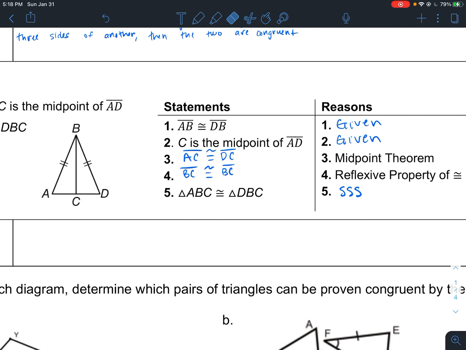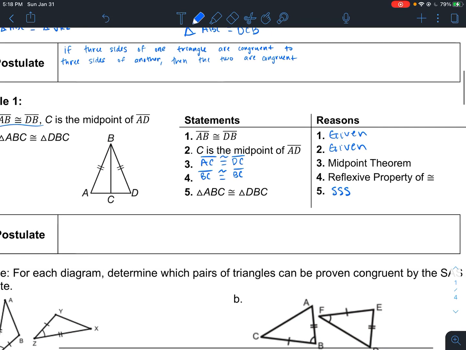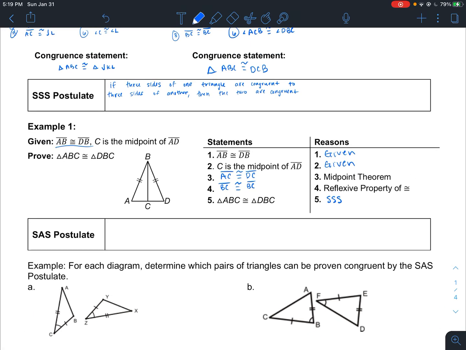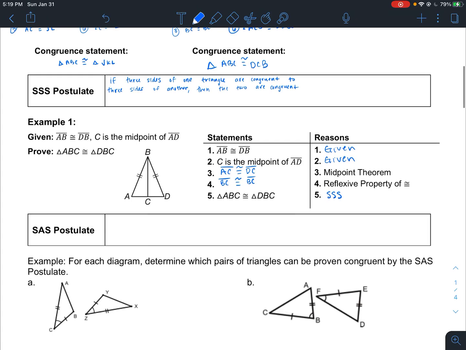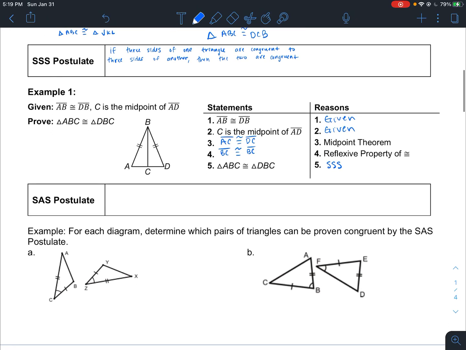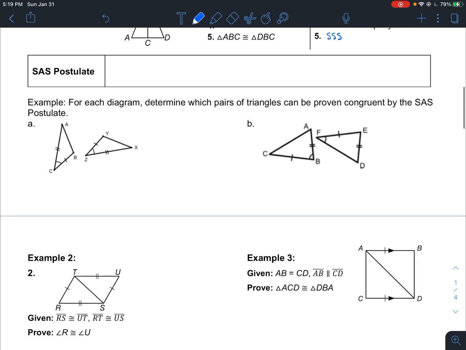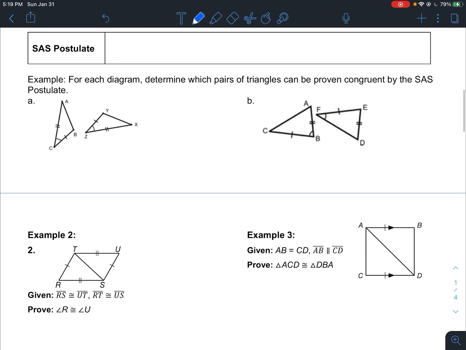So we prove that all three sides are congruent, and we don't need to prove whether or not these angles are congruent. We don't need to do that. We just need to prove that all the sides are congruent in this case to prove that the triangles are congruent. Okay, so that's it for the side, side, side postulate, and in the next video we'll talk about the side angle side postulate.